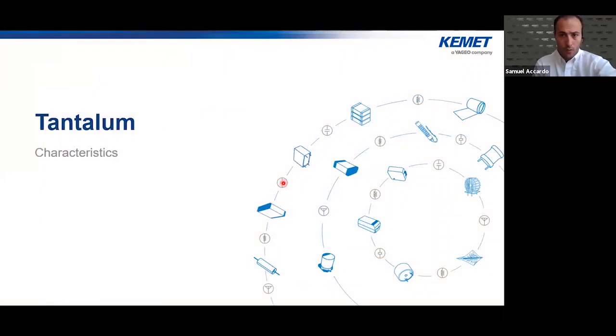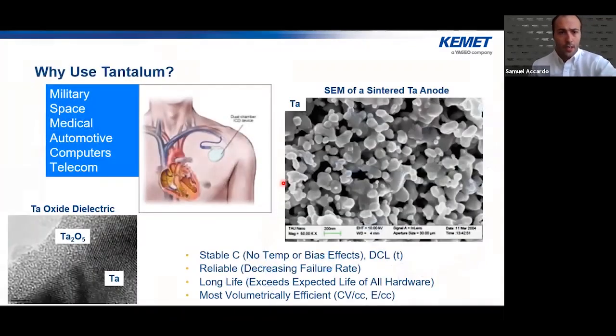So moving on to the characteristics, I know we have 10 minutes left, so I'm going to speed it up just a bit. Talking about the characteristics of tantalum, there's a few reasons why we've chosen it. The first is it has a stable capacitance. When compared to something like a ceramic capacitor, particularly a class 2, they have the DC bias effect, which is as you apply voltage, the capacitance drops off. And also there is a change in capacitance over temperature. Tantalum does not have that.